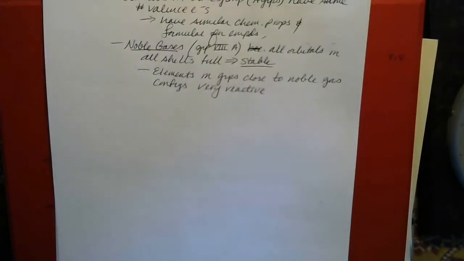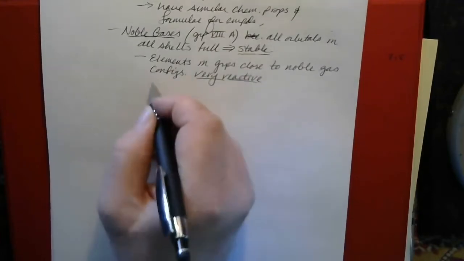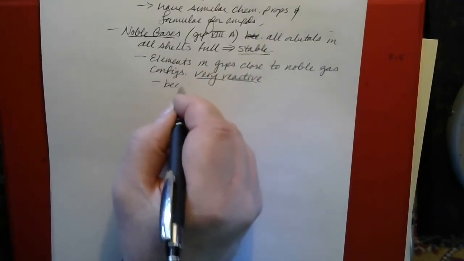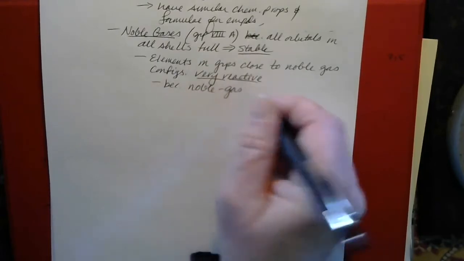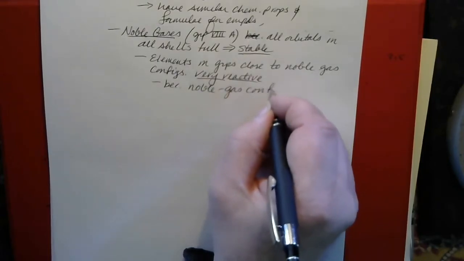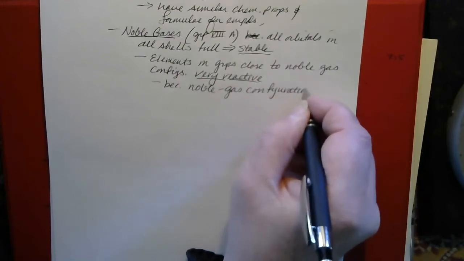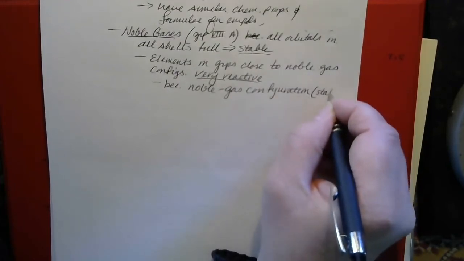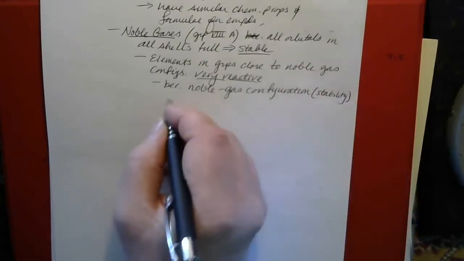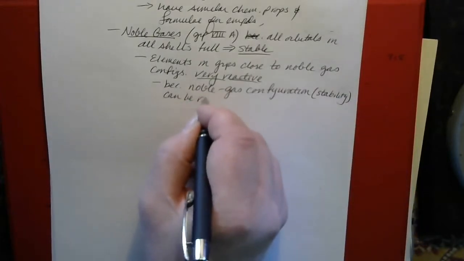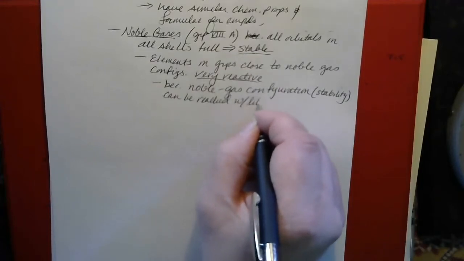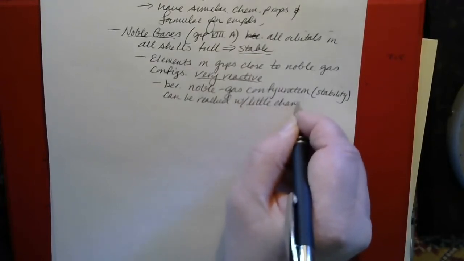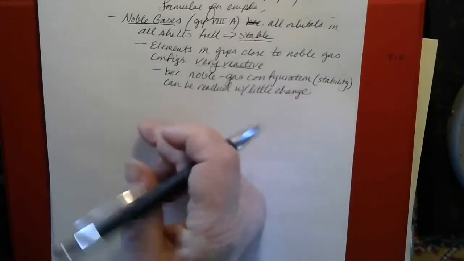And so elements in groups with electron configurations that are close to the noble gases are very reactive. And that's because the noble gas configuration, which means stability and low energy, can be reached with only a little change. So they really, really want to do it.